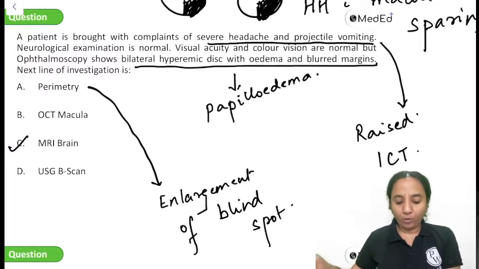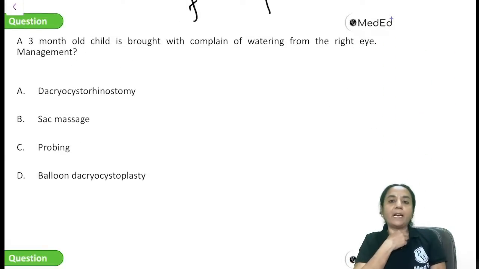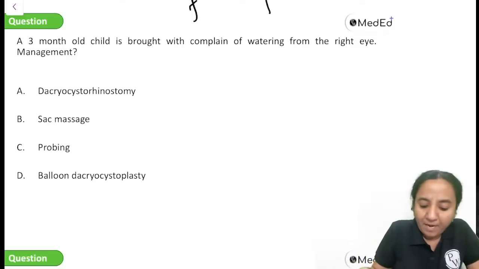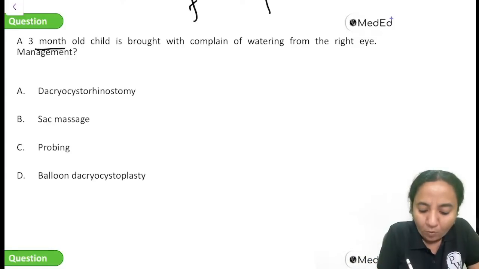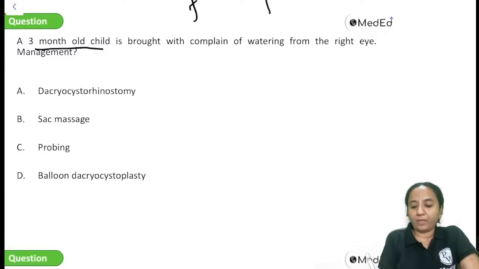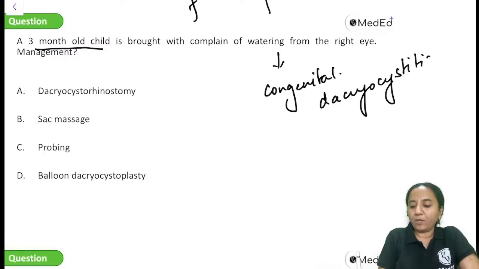Correct. So shall we go to the next question? Very, very commonly asked question. A 3-month-old child is brought with complaint of watering from the right eye. So what is this? A child brought with complaint of watering. This is congenital dacryocystitis or congenital NLD block.